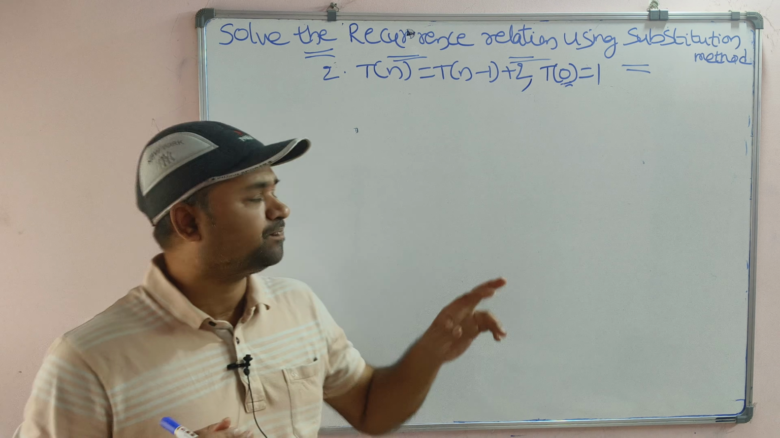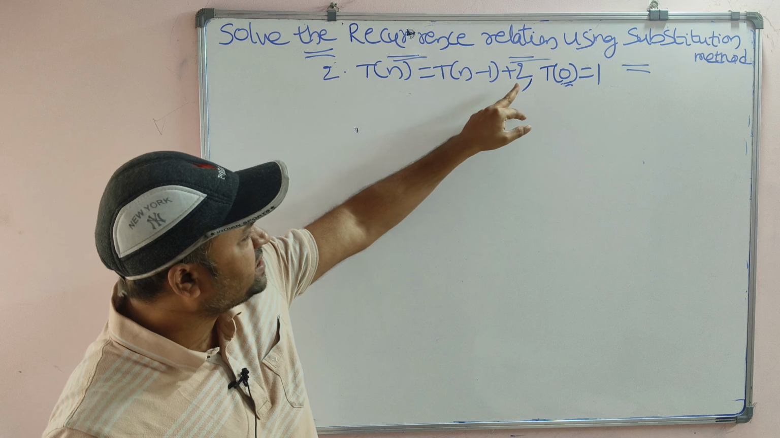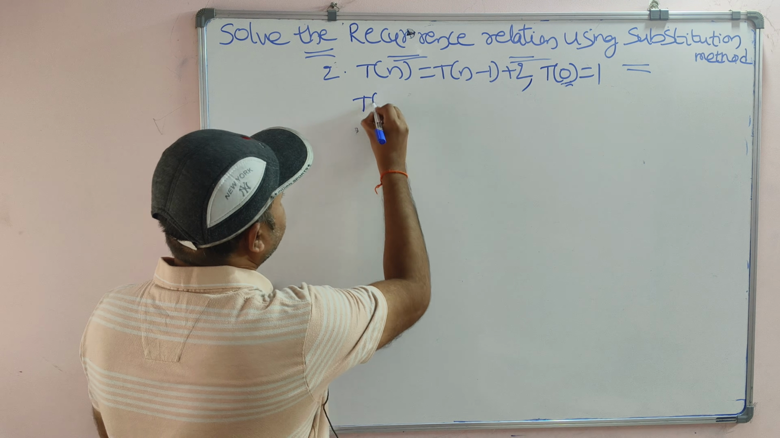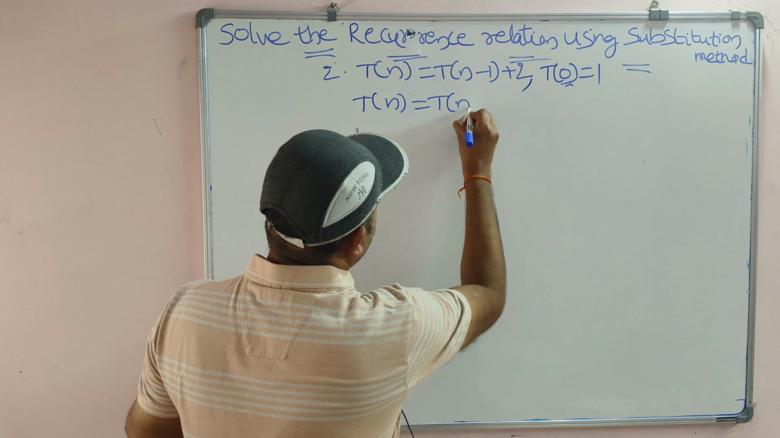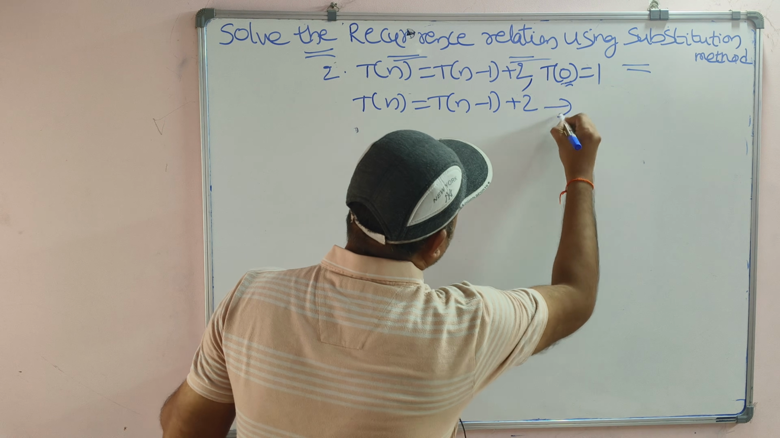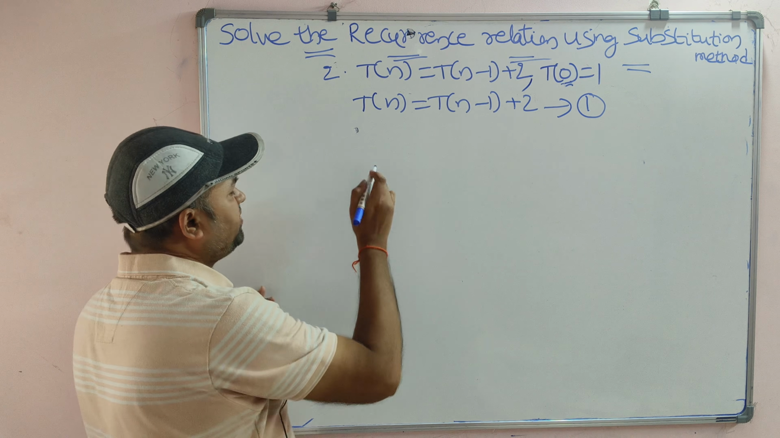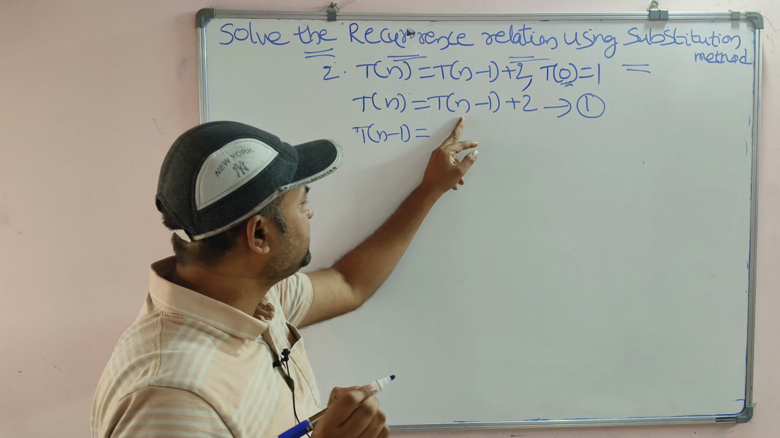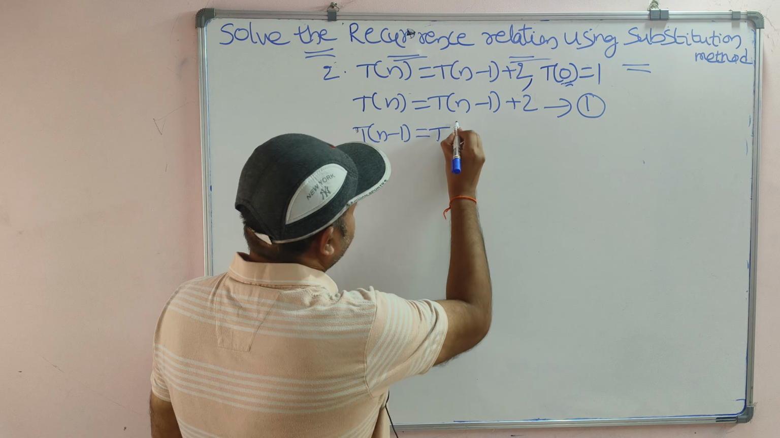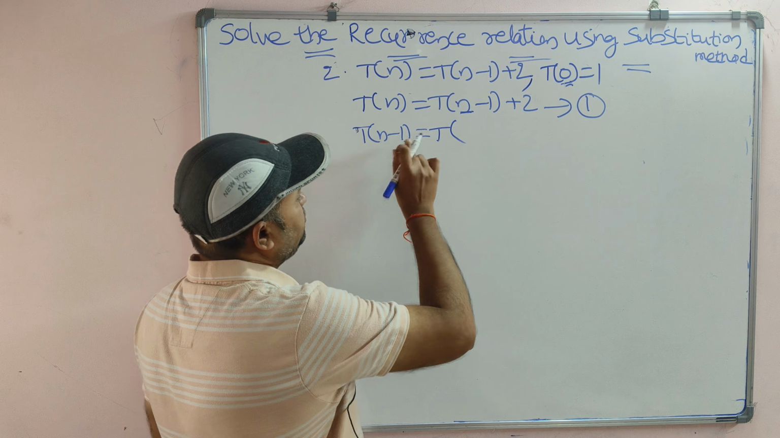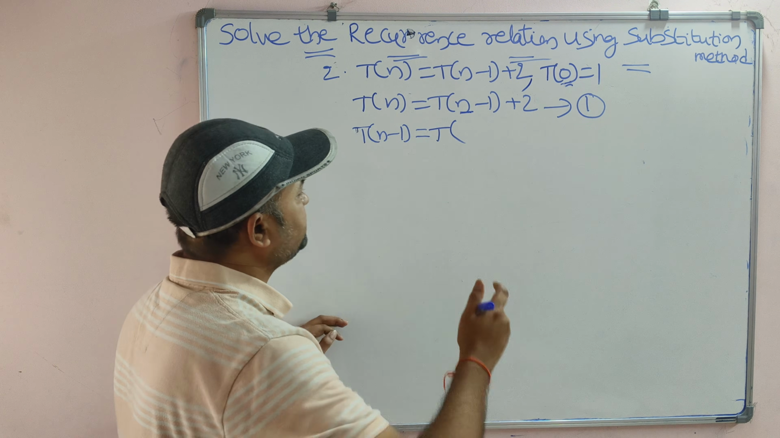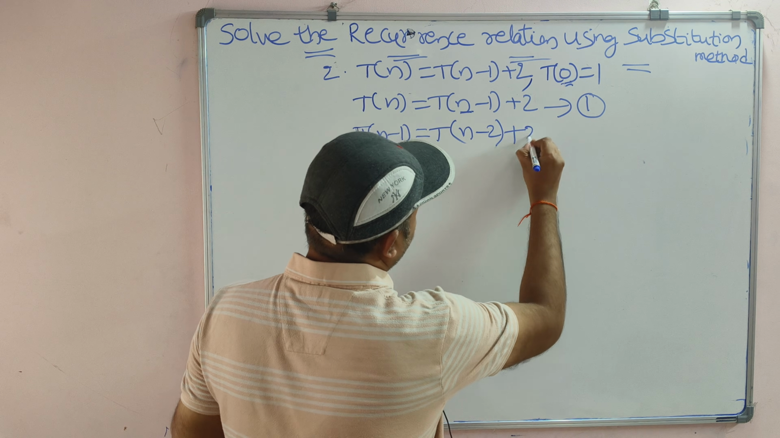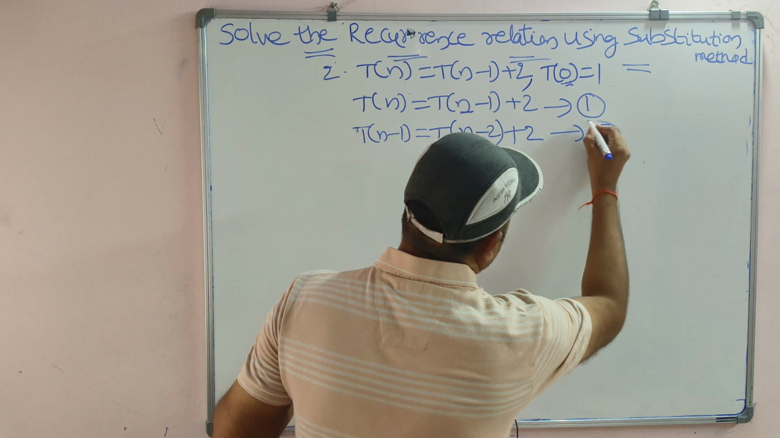Now let's see the second problem. T of n equal to T of n minus 1 plus 2, T of 0 equal to 1. So what is T of n here? T of n minus 1 plus 2. Let us assume that this is equation number 1. Here we have T of n minus 1, so obtain the formula for T of n minus 1. In place of n, substitute n minus 1. Then we will get n minus 1 minus 1, that is nothing but n minus 2, plus 2. There is no change in 2, so keep it the same. Let it be equation number 2.